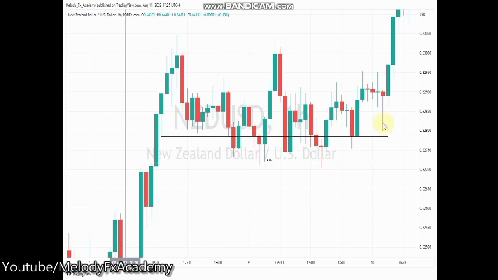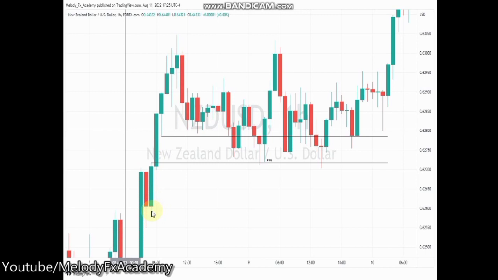Once you have identified this and drawn out your imbalance, this will be your draw on liquidity on the hourly time frame. In other words, you are expecting price to be drawn back into this point of interest. This is where you will be looking to frame your long setups. What actually happened here is that this displacement is an expansion, price expanding.